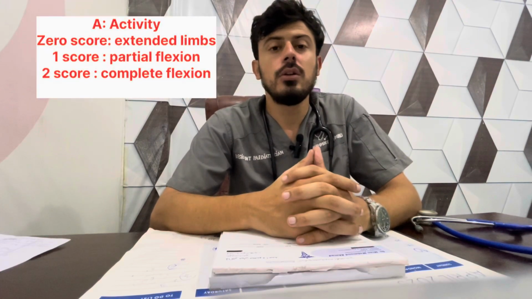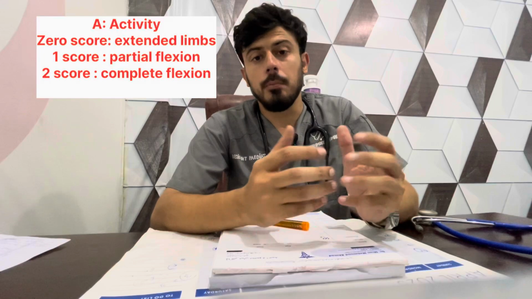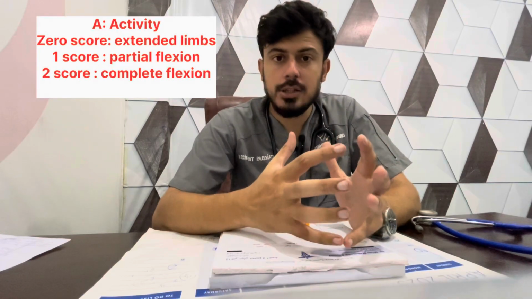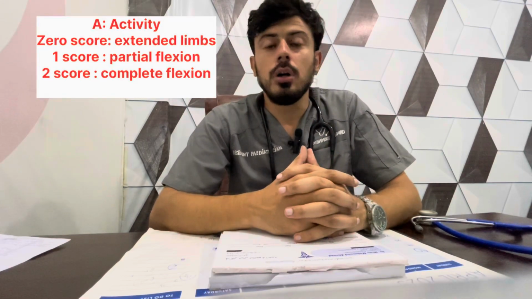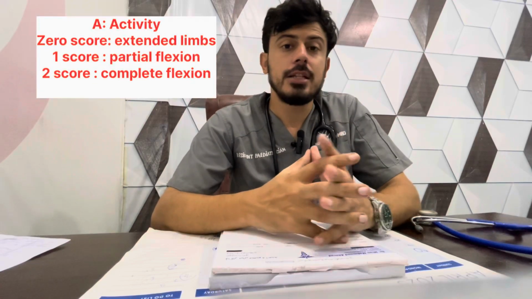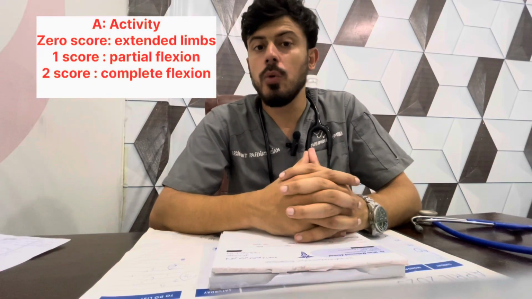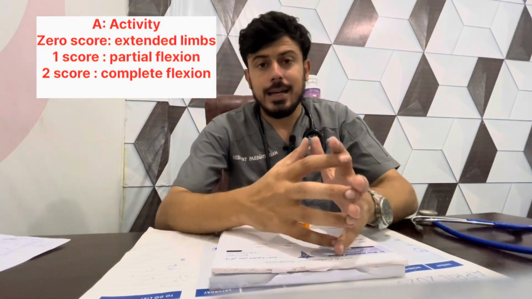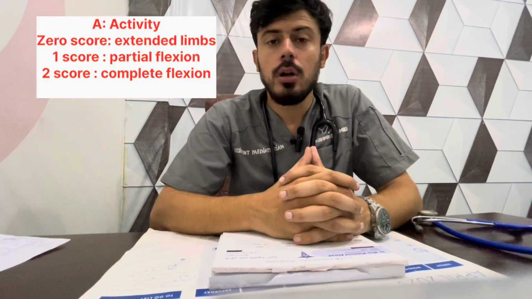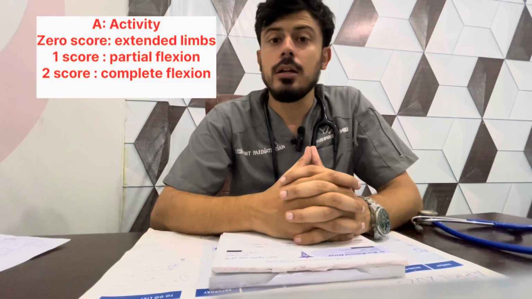Now coming toward the A, that is activity, where you will see the muscle tone after the birth. If the baby is in a complete flexion state, the APGAR score is 2. But if there is partial flexion, the APGAR score will be 1, and if the limbs are in an extended position, the APGAR score will be considered 0.